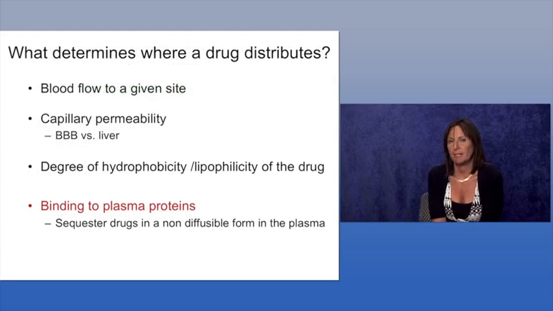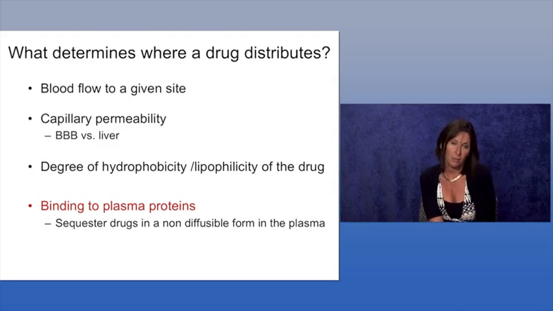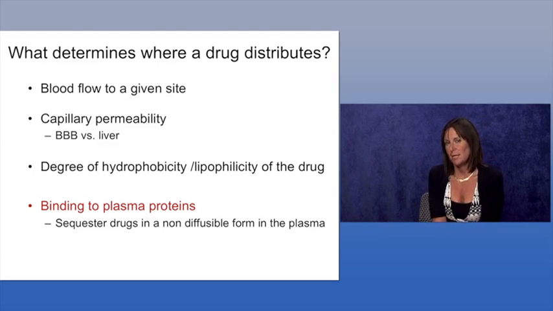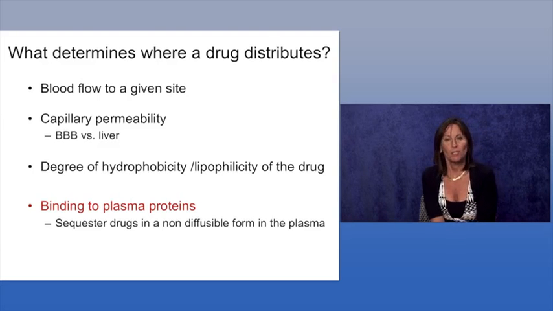Let's move on now and talk a little bit about plasma proteins. Plasma proteins include albumin and a whole range of globulins. They have many functions, but one of their functions is to carry drugs and other molecules around the body. Typically, when drugs are attached to plasma proteins, they are considered sequestered. And when drugs are sequestered or attached or bound to plasma proteins, they exist in a non-diffusible form. Where are plasma proteins? Well, they're in plasma, not too surprisingly. And what they do is they keep the drug within the plasma compartment.